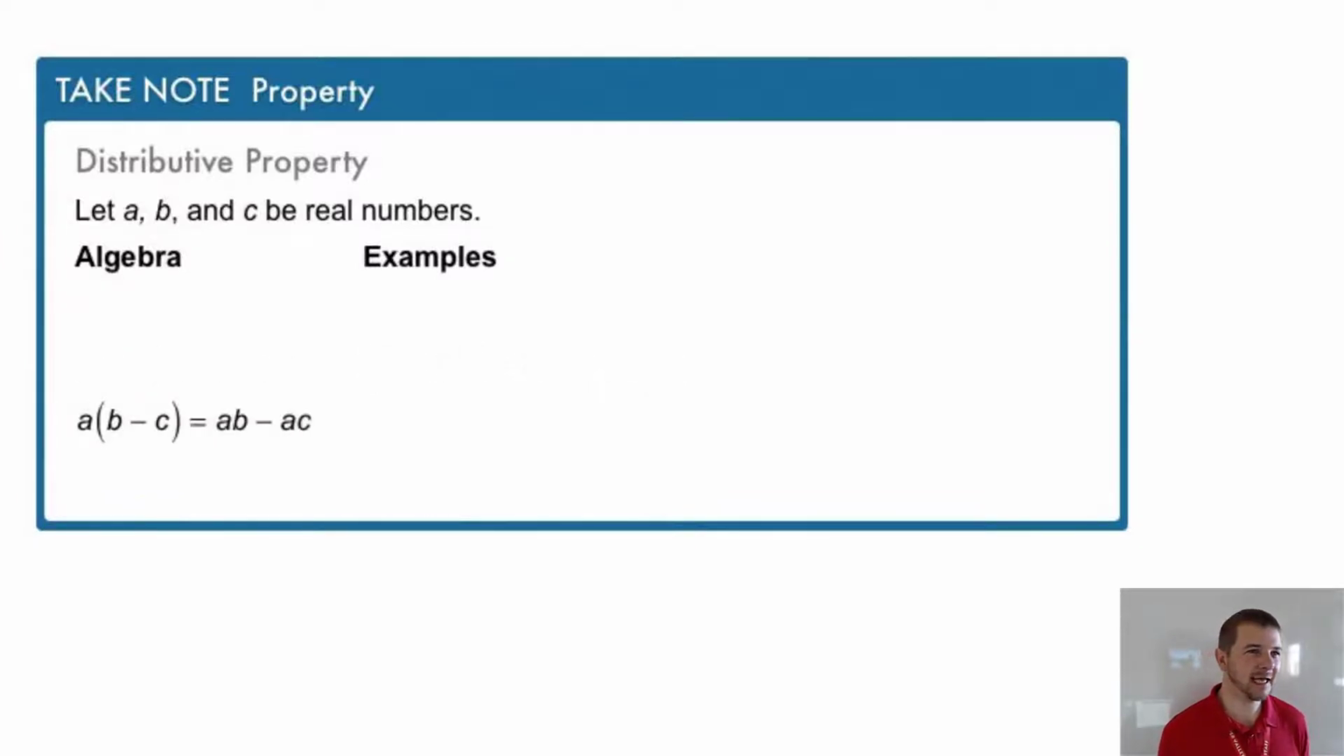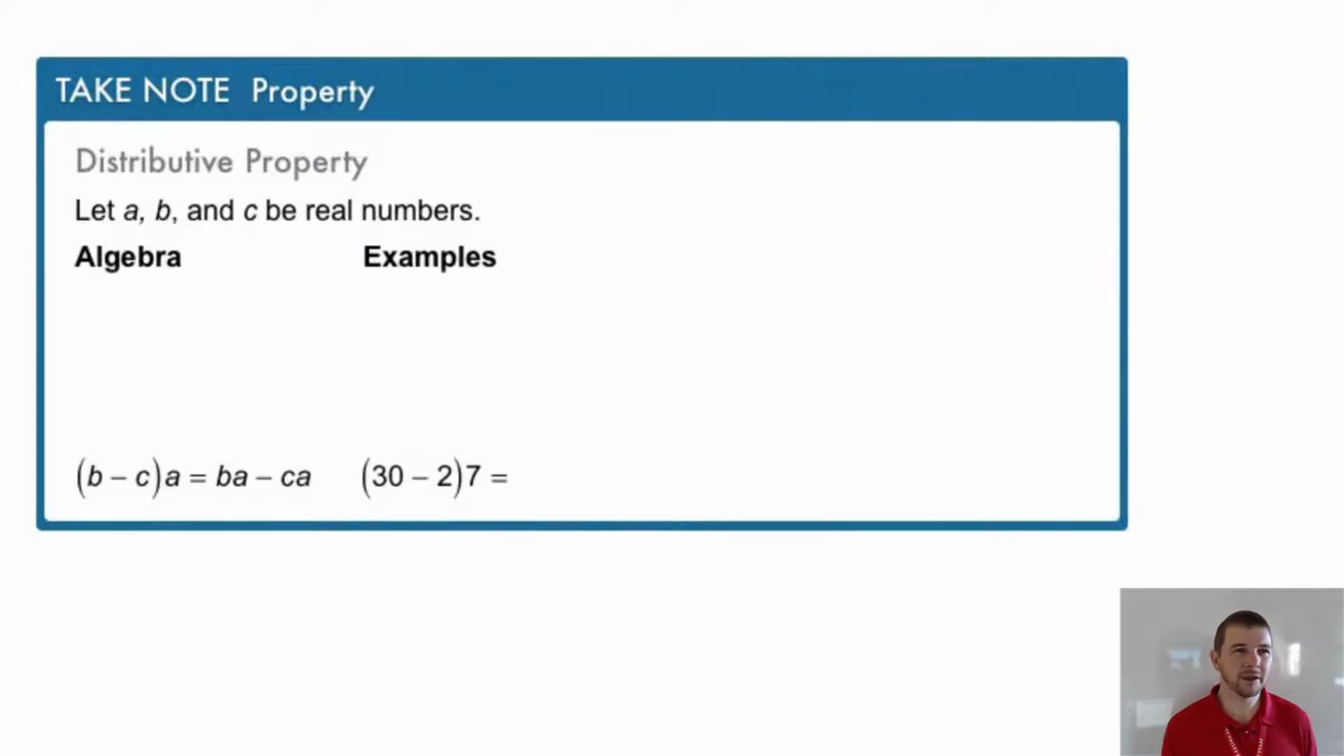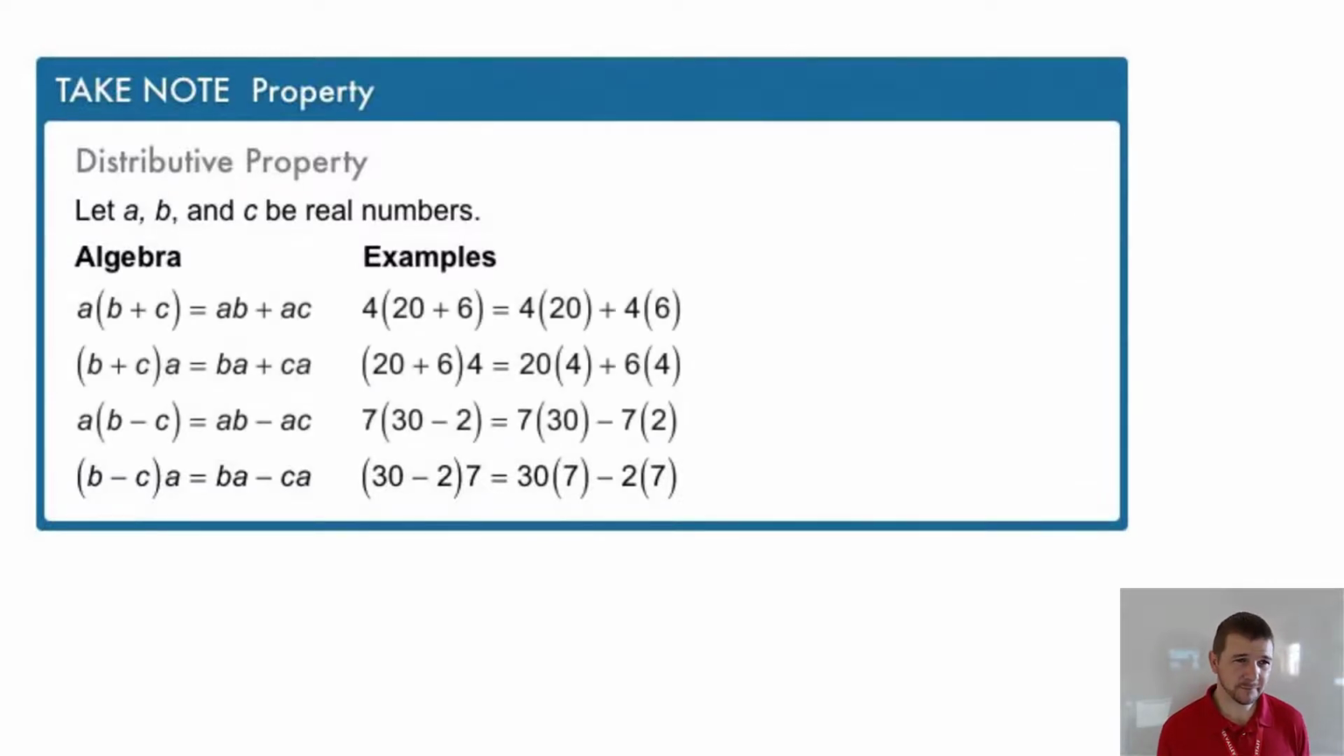In algebra, we can say a times the difference, b minus c, equals a times b minus a times c. An example, 7 times, in parentheses, 30 minus 2 equals 7 times 30 minus 7 times 2. And finally, with algebra, we can state b minus c, in parentheses, times a equals b times a minus c times a. An example, 30 minus 2, in parentheses, times 7 equals 30 times 7 minus 2 times 7.